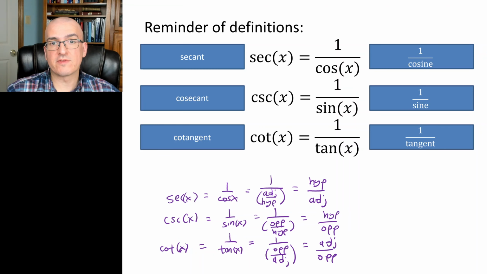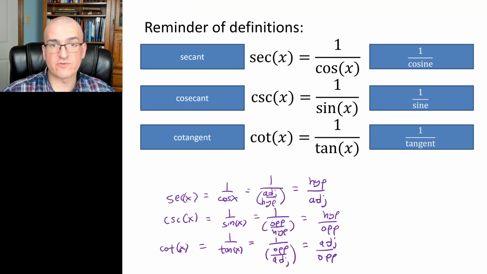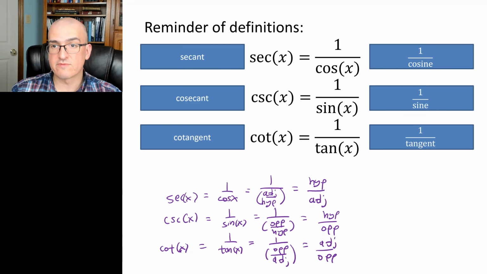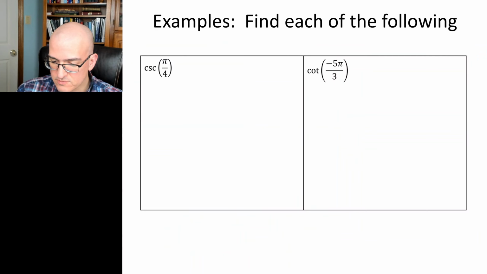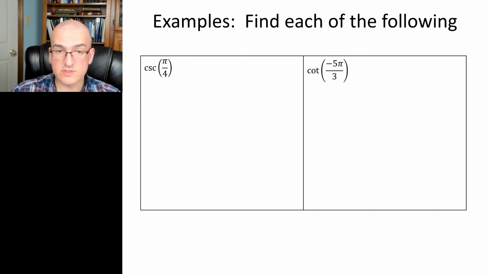So you could define these three trig functions in terms of those ratios as well, instead of going back to 1 over cos, 1 over sine, 1 over tan. You can kind of skip over that step and go directly to these identities if you want. It's up to you. So let's do these ones.